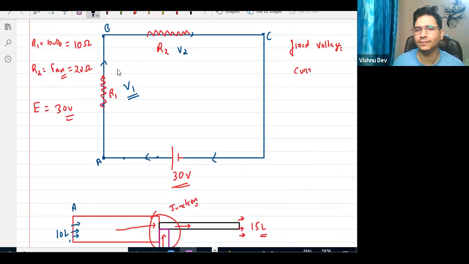And what potential across A and B? Since resistance is between A and B, I can say the potential between A and B, suppose it is V1. We don't know what the potential is, we'll calculate. And between B and C, the potential is V2. V1, V2 are variable.